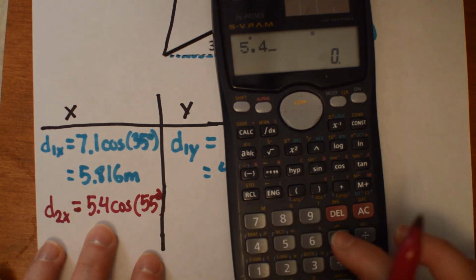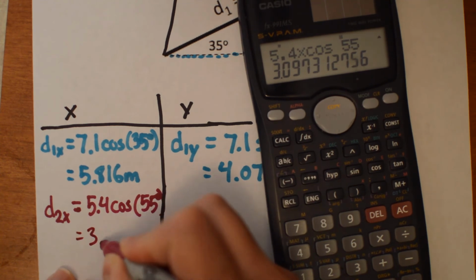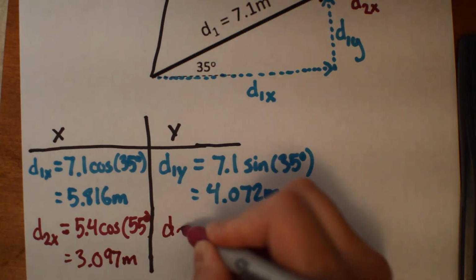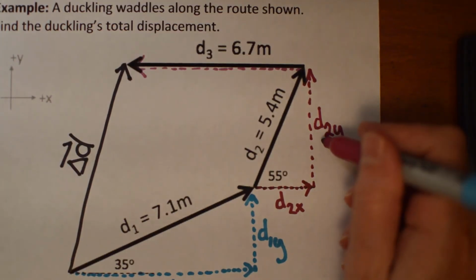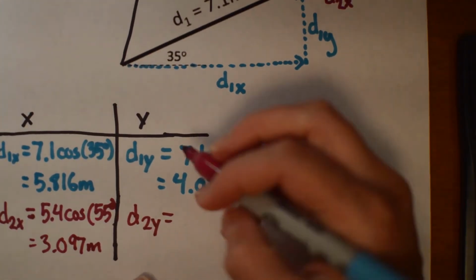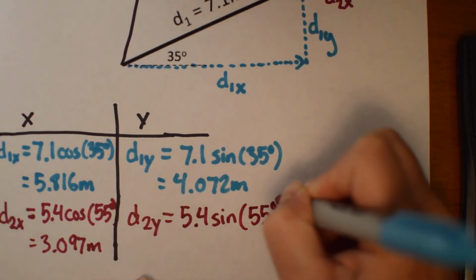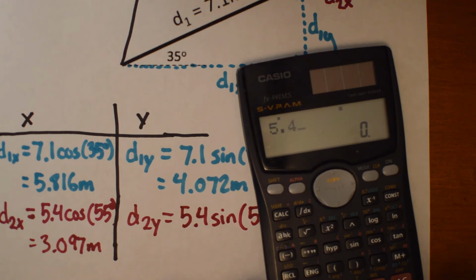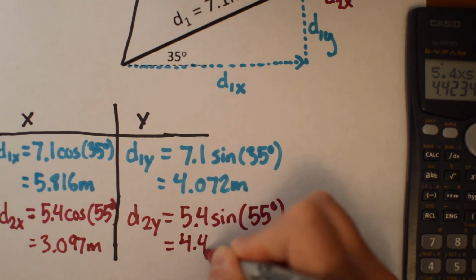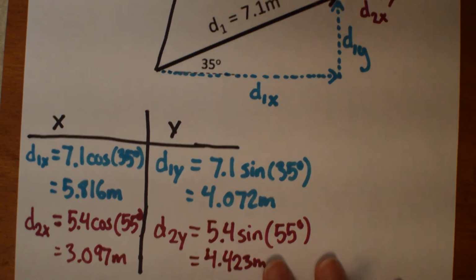So 5.4 times cos of 55 is 3.097 meters. And then I have my D2y. That's this one over here. It's far away from my angle. Signs are far away on the highway, so it's going to be 5.4 sine of 55 degrees. Plugging that in, 5.4 times sine of 55, and I get 4.423 meters.